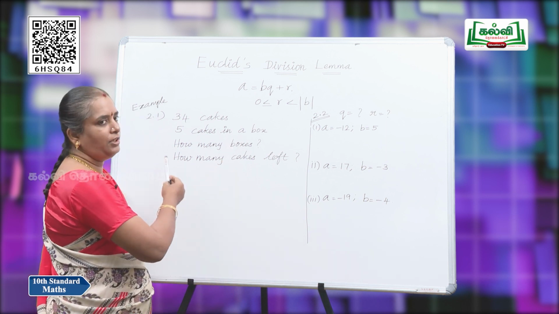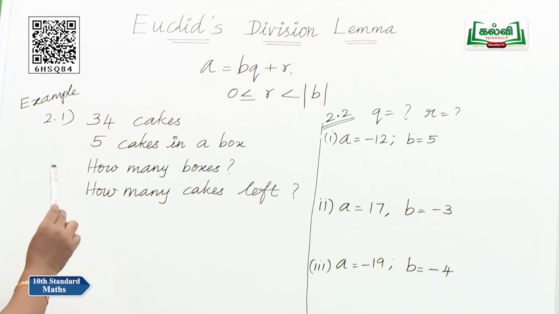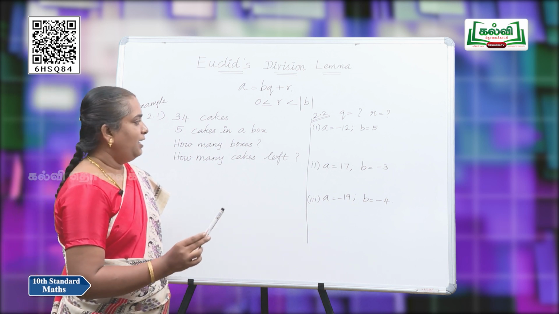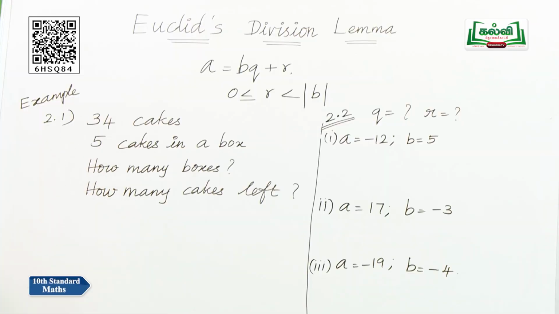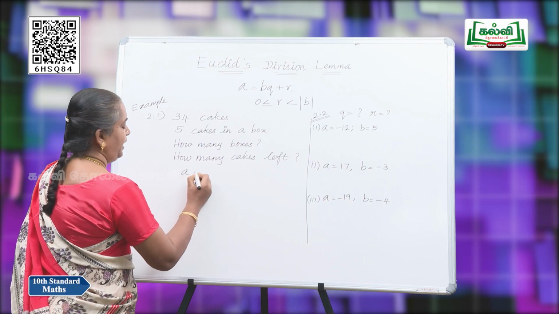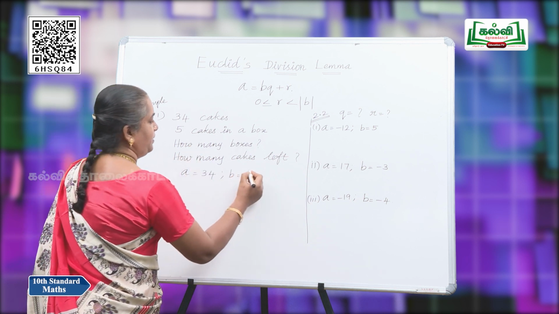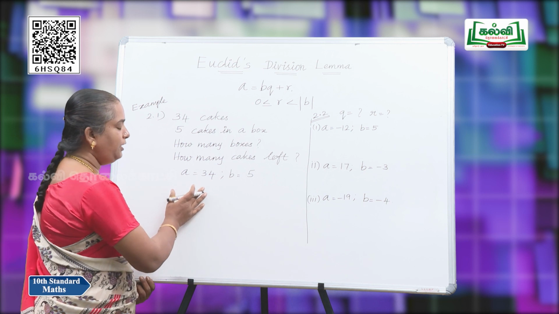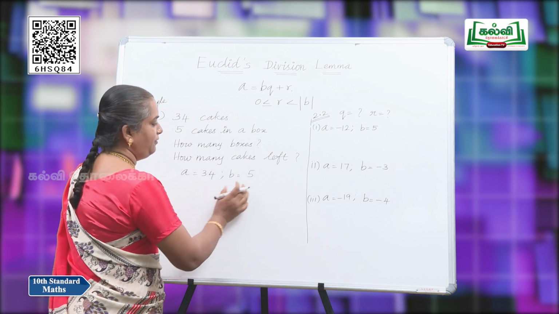See, based on this we are going to deal with these sums. See the first example, it says that there are 34 cakes. 5 cakes should be packed in a box. How many boxes can be packed and how many cakes will be left without packing? Okay. So, in this 34 acts as a dividend. So, a is 34 and b, the divisor, is 5, that is, we are going to divide the cakes into 5s. So, b is 5.